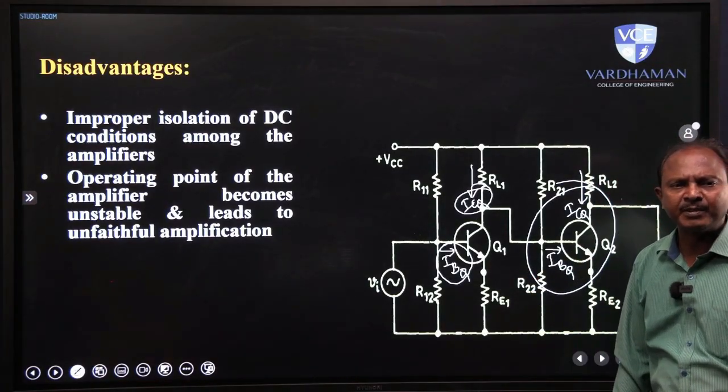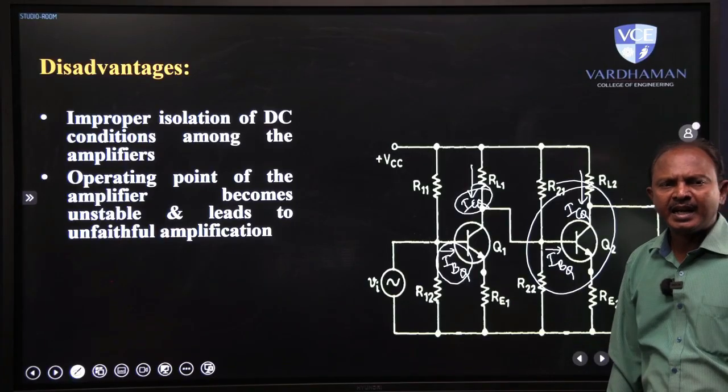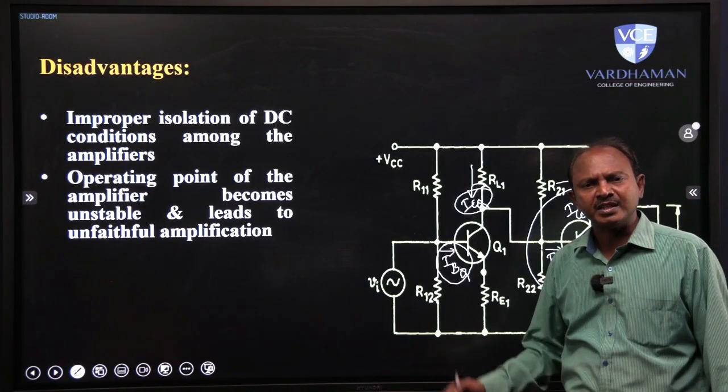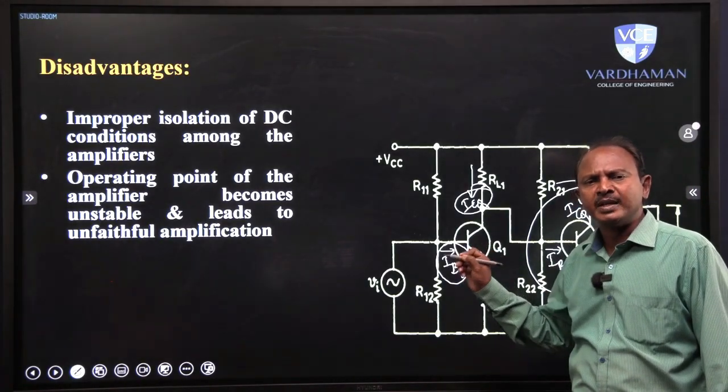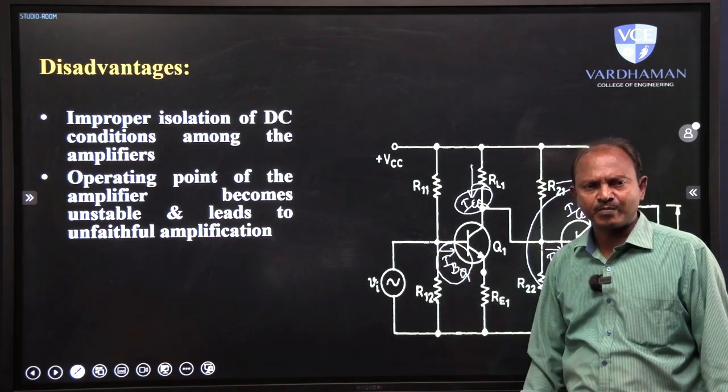The operating point of the amplifier becomes unstable and leads to unfaithful amplification. This is the serious problem in direct coupled amplifiers.